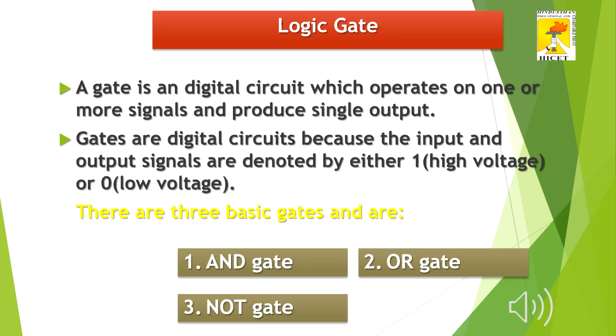So there are three basic gates. First one is the AND gate, then the OR gate, and the NOT gate.